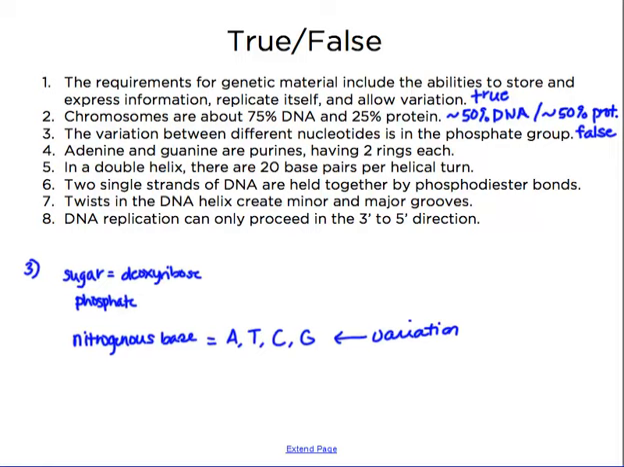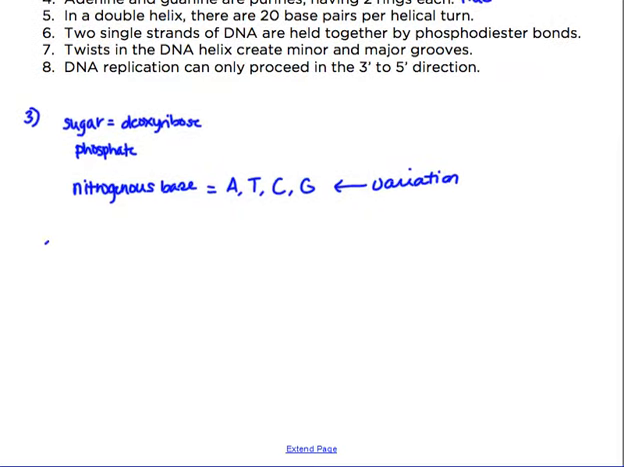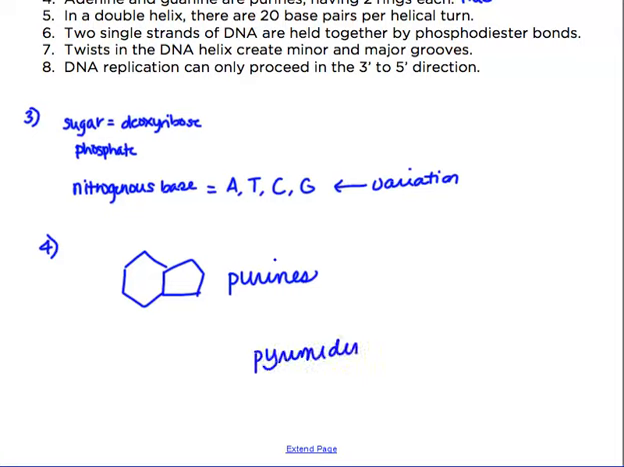4. Adenine and guanine are purines having 2 rings each. Now this is true. So the purines look something like this. They have 2 rings, so these are purines. And the pyrimidines, which are T and C, just have 1 ring. Okay? So that is true.